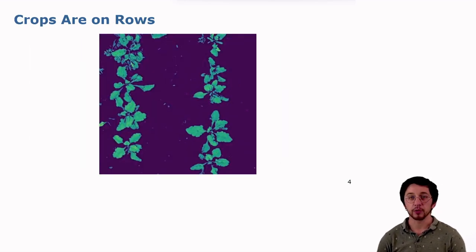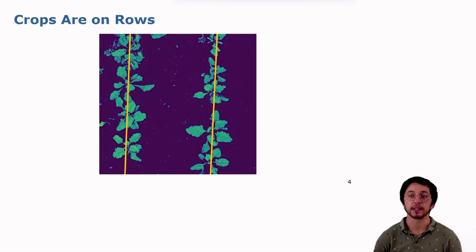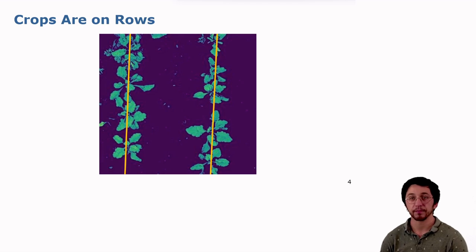One thing that we can exploit to do so is knowing that crops are usually sown in rows, which means that using our algorithm we can detect the rows in the field, and now we know that every vegetation component that is in these rows is actually a crop.